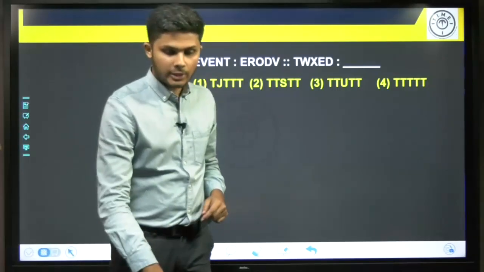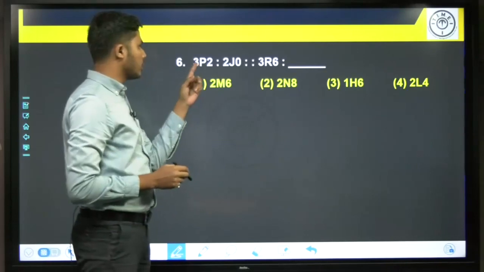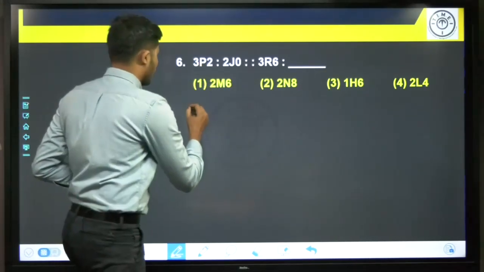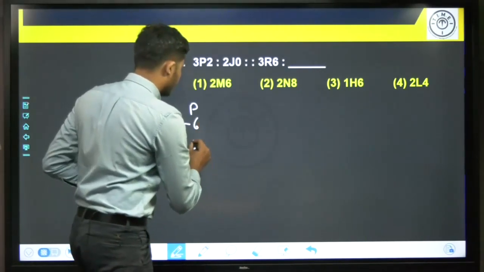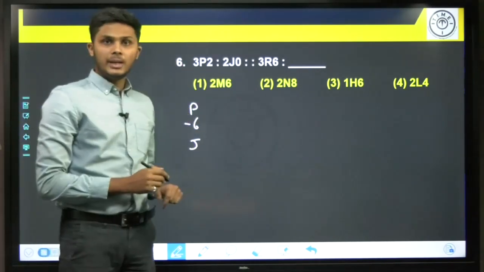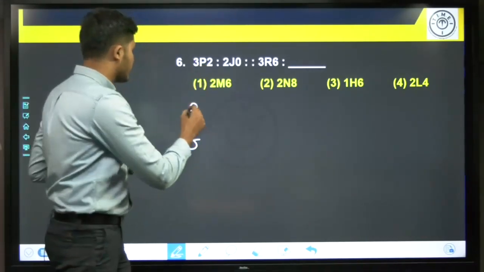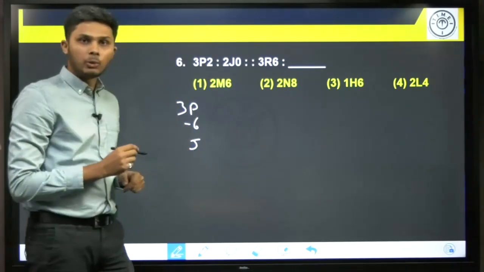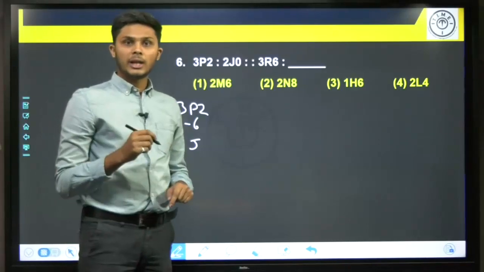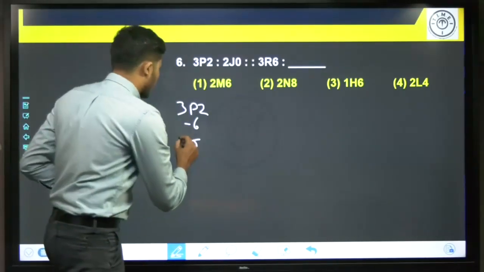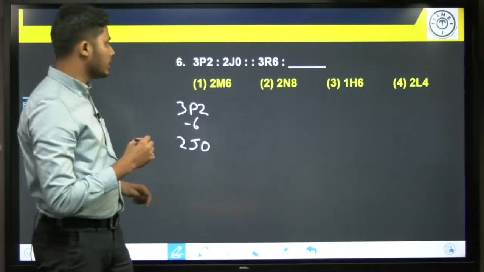Let's move on to the sixth question. Here, let's first look at the logic of each letter. P minus 6 is J. The place value of P is 16, and 16 into 2 is 32, and 3 is written to the left of P, and 2 is written to the right of P. Similarly, the place value of J is 10, 10 into 2 is 20, and 2 is written to the left of J, and 0 is written to the right of J.